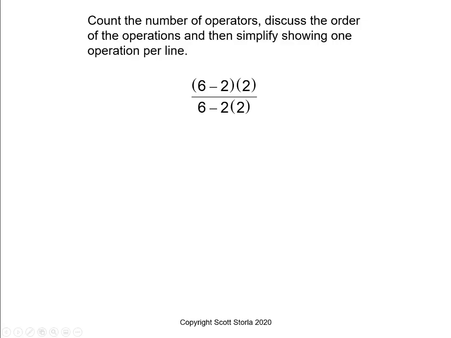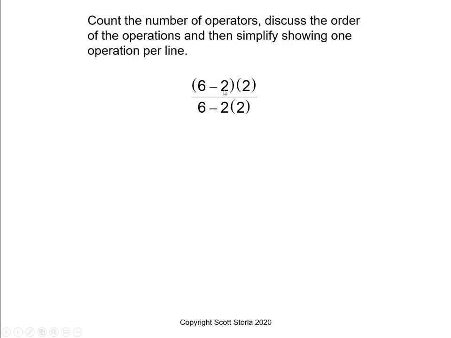Here's a problem for you to try. In this case, we have a subtraction, a multiplication, a division, a subtraction, and another multiplication. So we have 1, 2, 3, 4, 5 operators. In the numerator, the subtraction's grouped, so it'll be first. In the denominator, the multiplication will be first, since that has to be done before the subtraction.